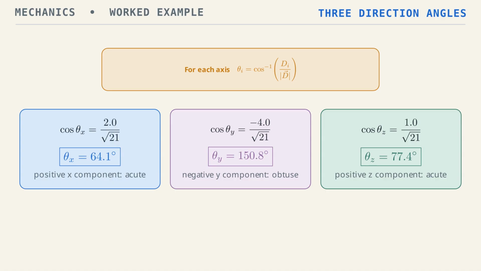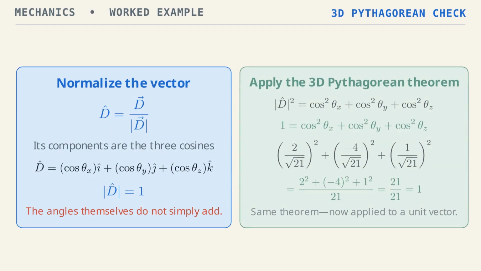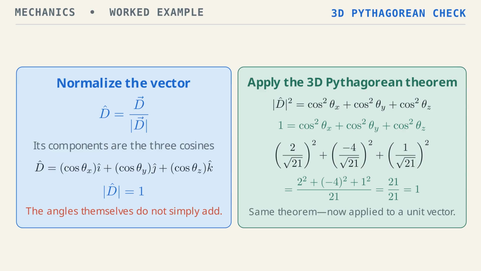Keep the component signs. Removing the minus sign would change the y direction angle to the wrong side of 90 degrees. Do not expect the three direction angles themselves to add to 90 or 180 degrees. Instead, return to the vector. Dividing d by its magnitude makes the unit vector d hat.